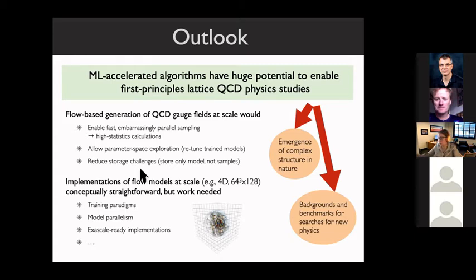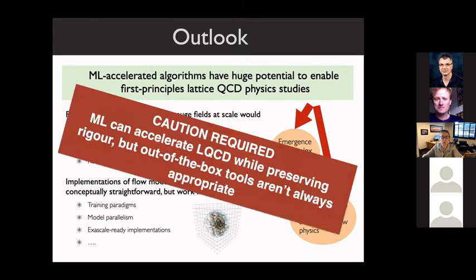And so the real summary is that there's huge potential, but there's still caution required. Machine learning can accelerate lattice field theory while preserving rigor, but often out-of-the-box tools aren't appropriate because we have different goals, of course, than many other applications of machine learning. And in particular, the need to rigorously and mathematically preserve the fact that you're doing a field theory calculation in all the appropriate limits.